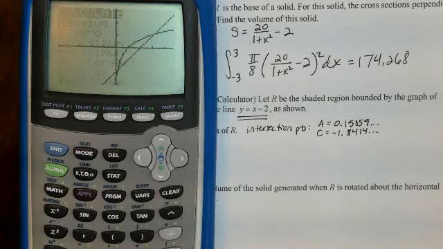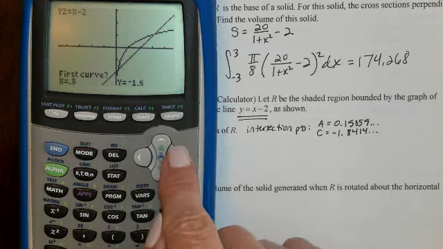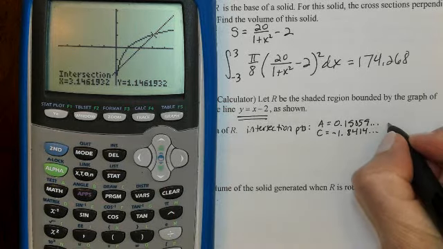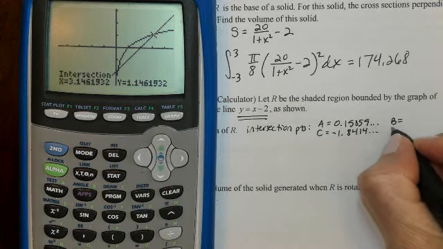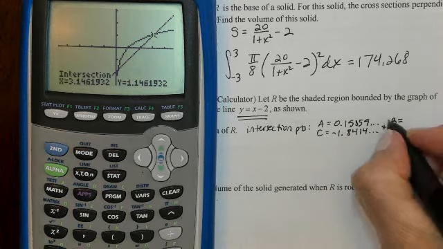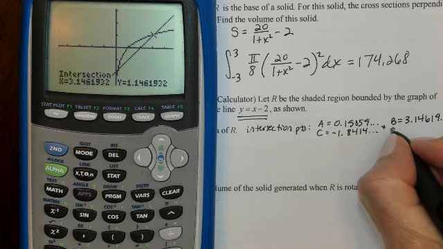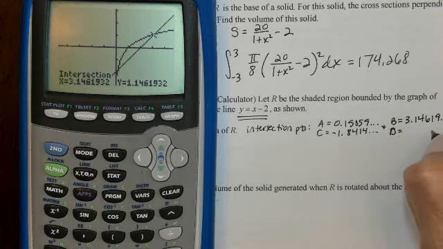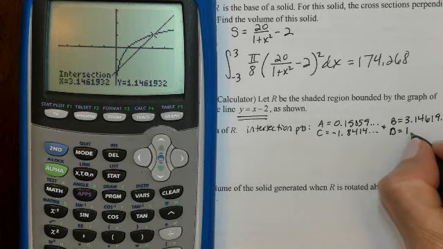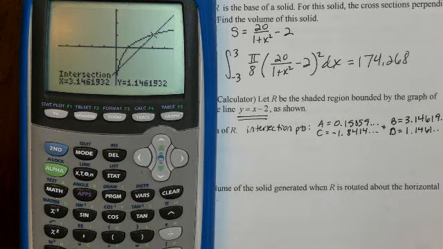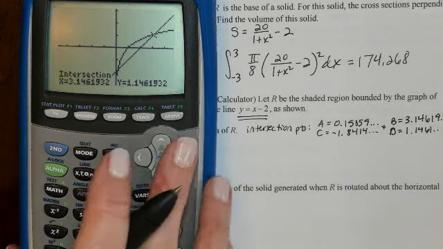So second calc 5, let's go over a little bit, get a little closer, and then enter, enter, enter. Okay, so I'm going to say B is equal to 3.14619. Is that pi? No, it's not pi. And then I'm going to call this next one D for my y value, the y coordinate there. There we go. So let's go do that.